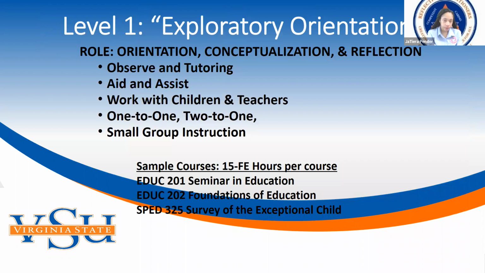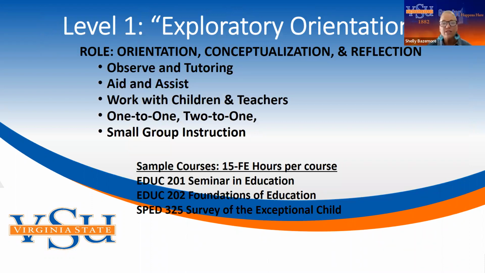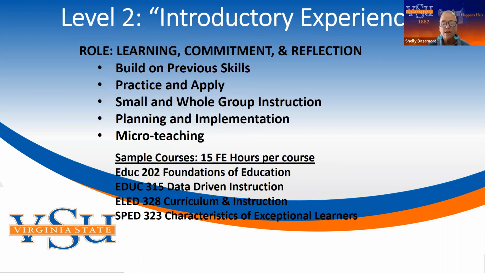So let's start with level 1. Now, these are just a few samples of courses that go along with each of the different levels. But the first level is exploratory orientation. Students will observe and do some small group tutoring in a classroom. They aid and assist either the teacher or students as requested. They work with children and teachers in either one-on-one or two-in-one or small group instruction. And then, as I said, some sample courses were down at the bottom of that page. Students take 15 hours of field experience per professional education course.